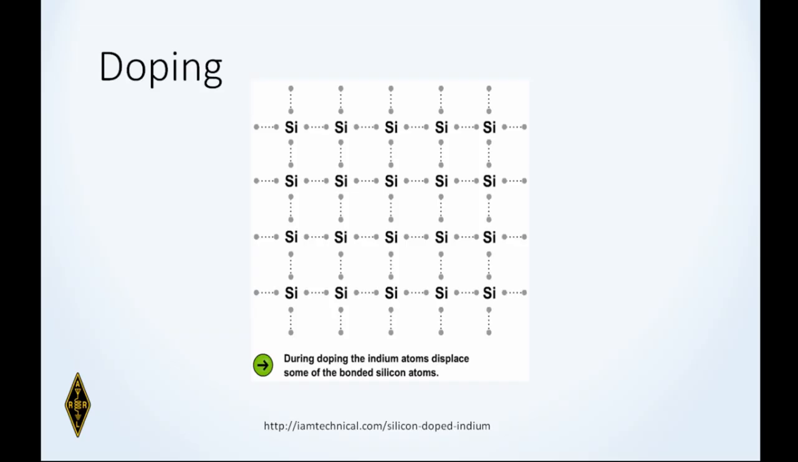So here's a silicon matrix. During the doping process, they're adding indium here. By adding a little bit of indium, you'll notice that the indium bonds with three of four silicon atoms, but there's a fourth where it's not bonding; there's a hole there. So would this be n-type or p-type material? If you're adding holes, it's p-type material. So this would be p-type semiconductor material.